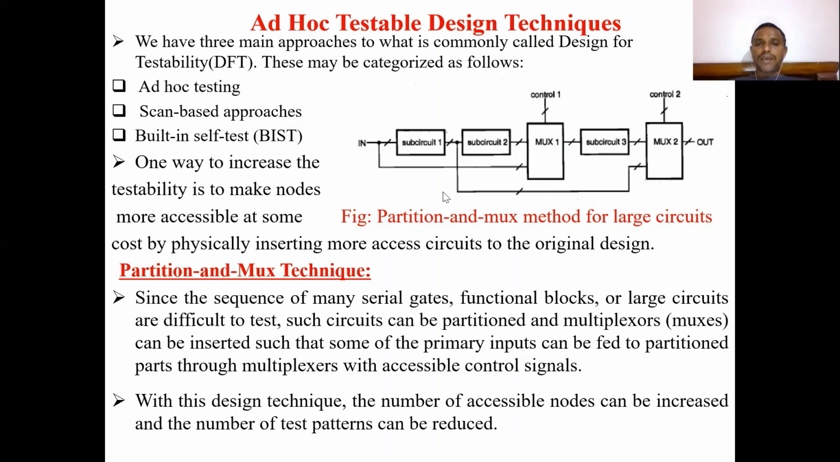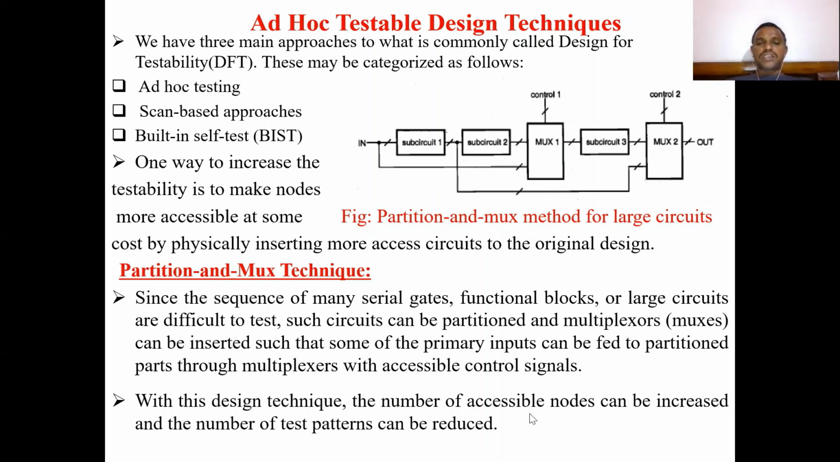The example I have considered is the partition and mux method for large circuits. Here is the actual large circuit, but it is divided into sub-circuit 1 and sub-circuit 2. In between them I am placing a multiplexer, and likewise for the next sub-circuit 3, for an easy way of applying the control signals or test vectors. So this is the example we have.